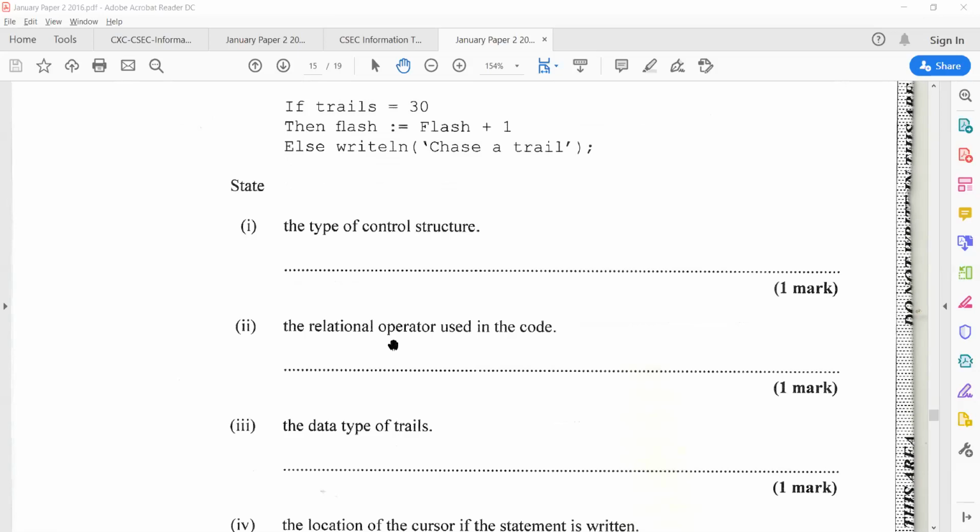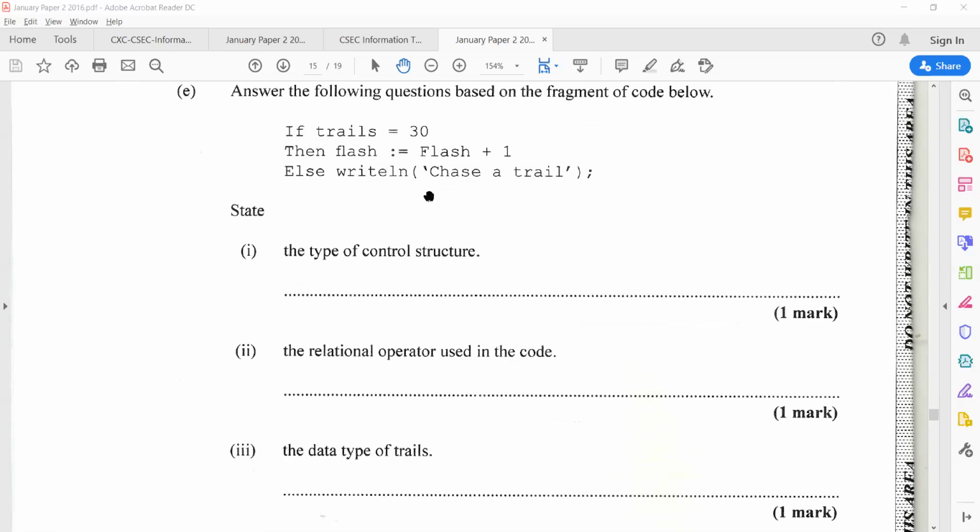All right. What about part 3? The data type of trails. What is a suitable data type for the value trails? Yes, integer is a suitable data type for trails, right? So that's right.